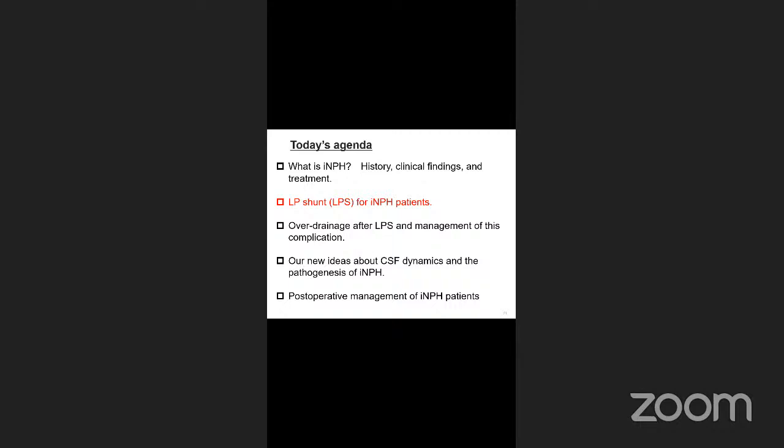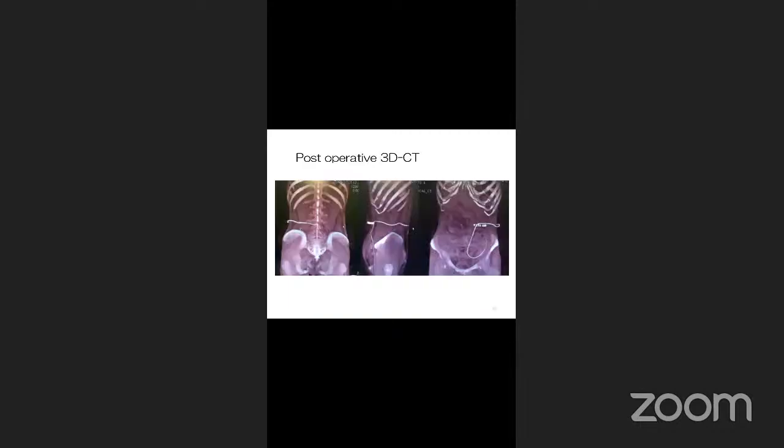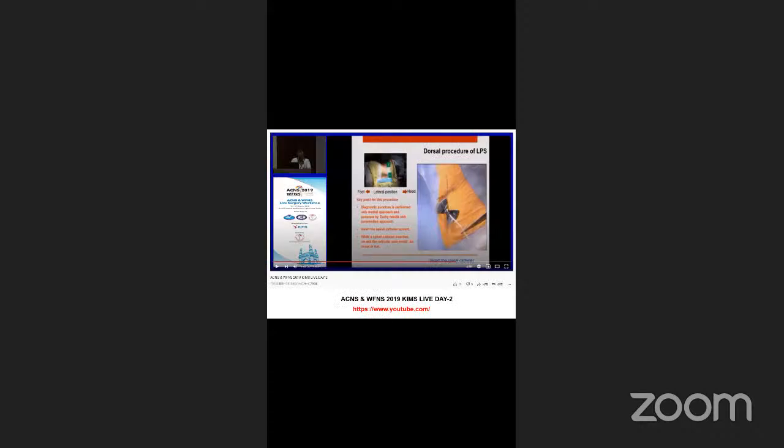Next, I'll talk about LP shunt for INPH patients. This is a post-operative 3D CT after LP shunt surgery. You can see the catheter from the lumbar region to the abdomen. Our LP shunt procedure can be seen on this YouTube website. This video has been viewed over 10,000 times.